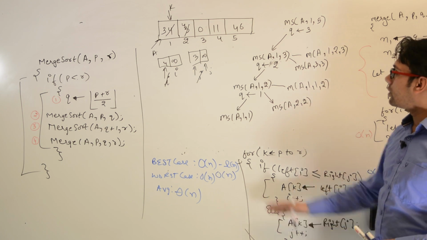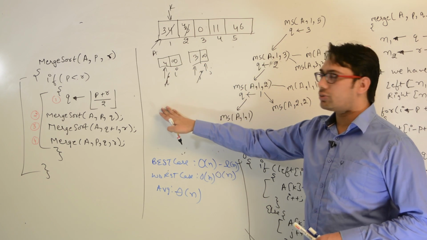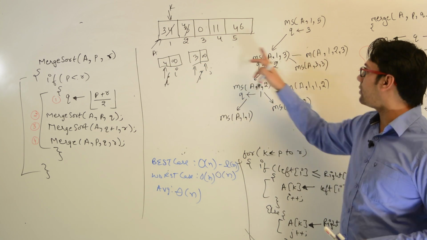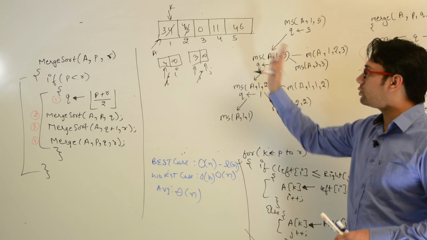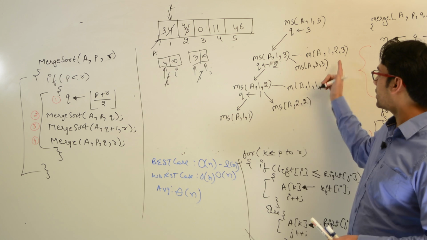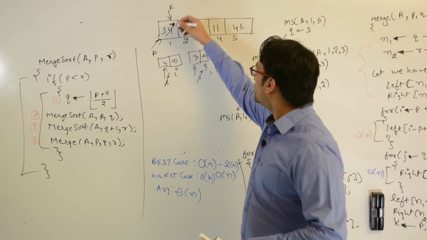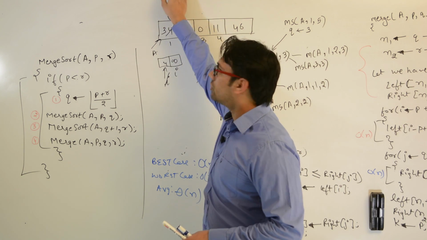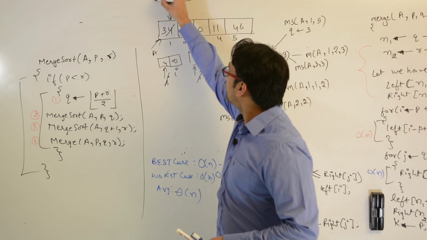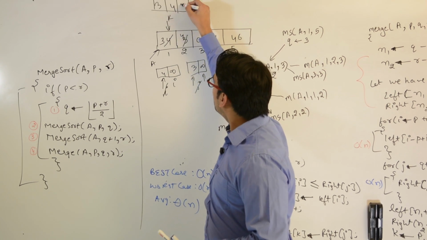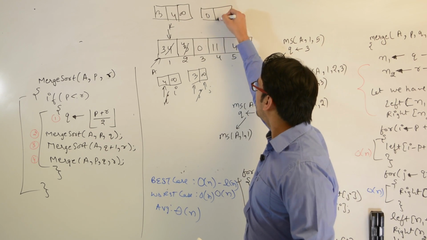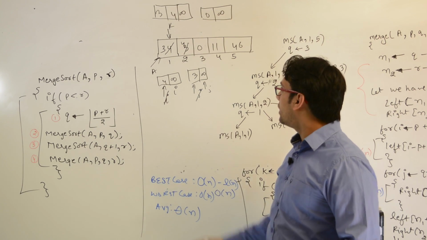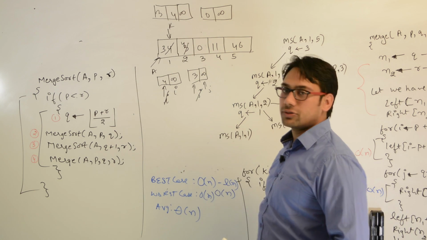What it means is: copy the data from index location 1 to 2 into a new array, copy the data from index location 3 into a new array, and then merge all this data back to the previous array. In this case, we are going to copy this 3 comma 4 into a new array, then we are going to copy this 0 into a new array. Again we are going to copy all this data back to the original array.